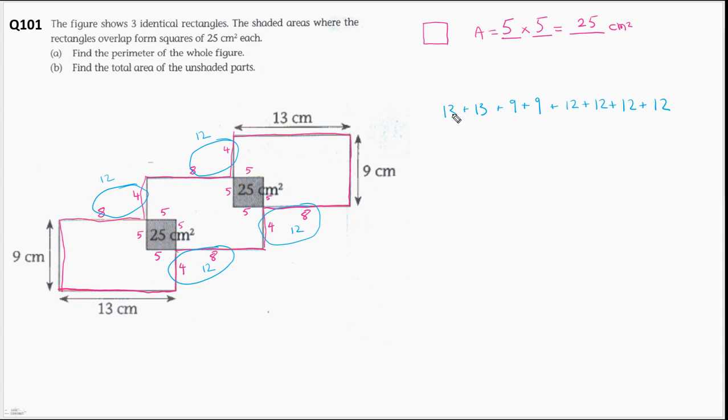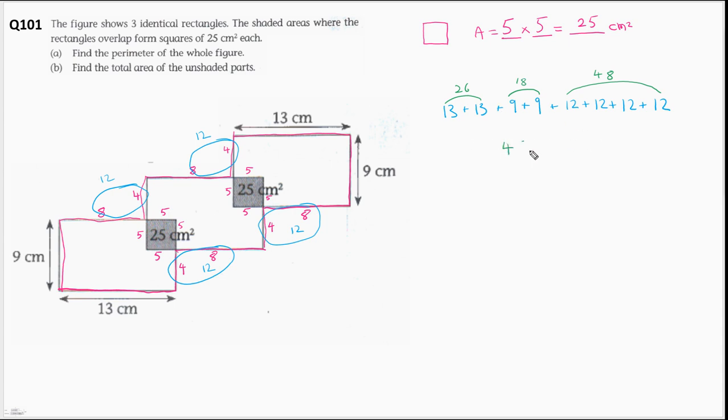Okay, and then we can just make our adding up a little bit easier because 2 13s is going to be, maybe I can use another color. So 2 13s is going to be 26. We've got 2 9s, that's 18. And we've got 1, 2, 3, 4 times 12, which is going to be 48. Okay, and now we can just add those up.